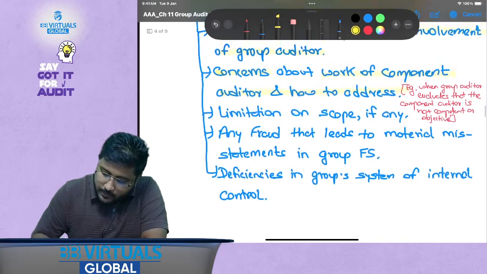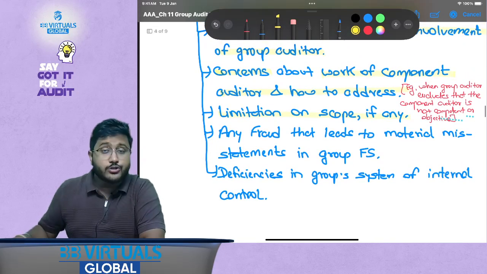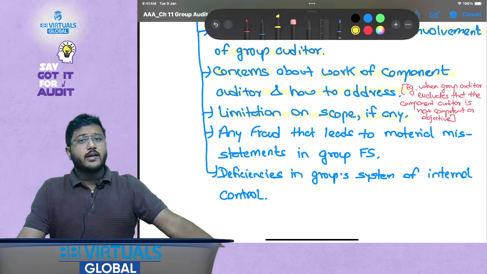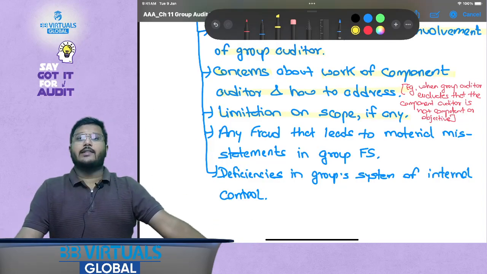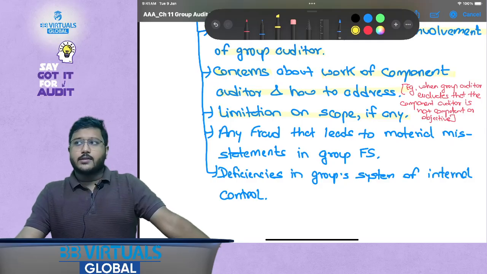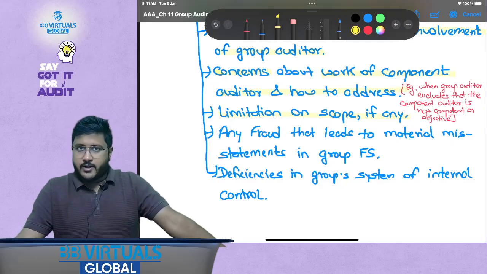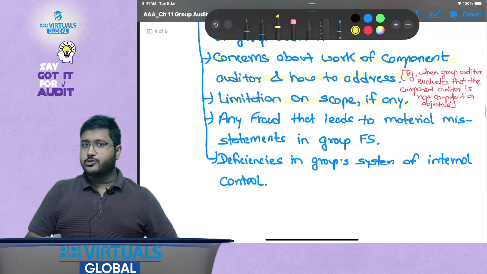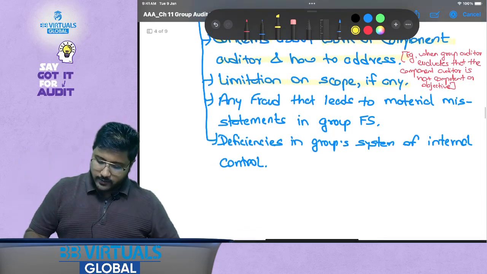Now, limitation on scope, if any. What is limitation of scope? We have already discussed it. If there is any limitation on scope, that is, some document, some access, some procedure is not being facilitated by the management, that could generally be called a limitation of scope. So if there is any limitation of scope, you can communicate it to those charged with governance.